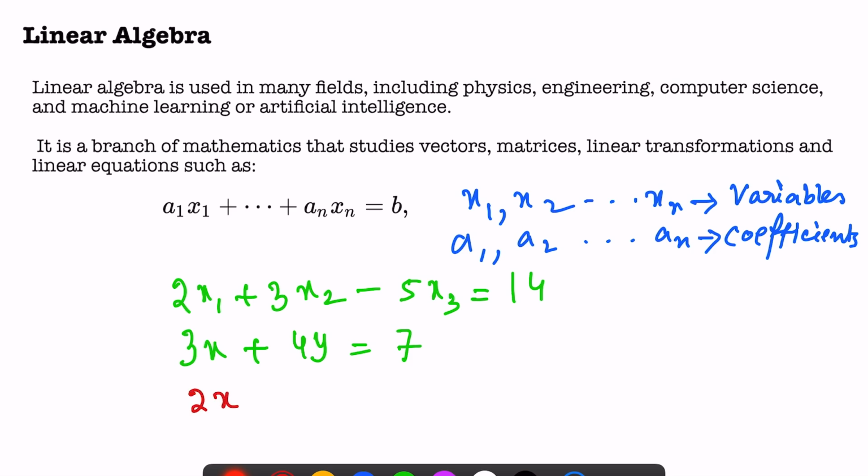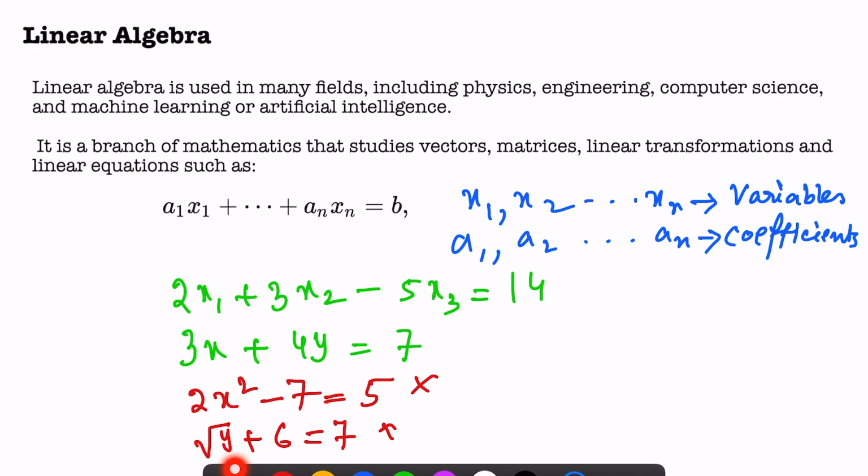But 2x squared minus 7 equals 5. This is not a linear equation because the power of this variable x is 2. It should always be 1 for linear equations. And let's see one more example. Square root of y plus 6 equals 7. This is also not a linear equation because the power of the variable y is half.